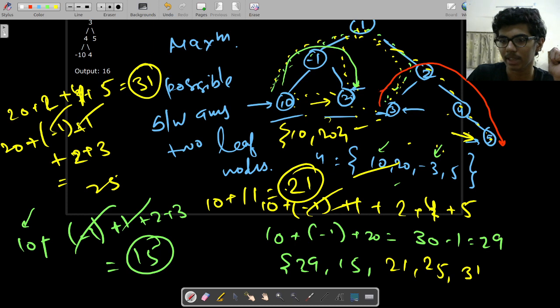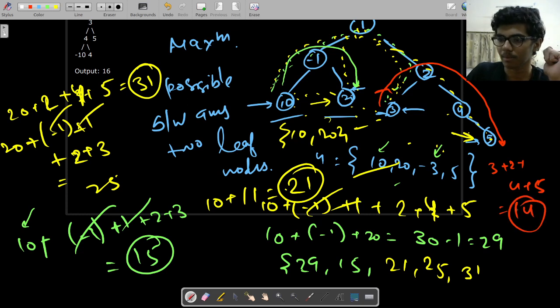So it will go like this. Okay, so it will be 3 plus 2 plus 4 plus 5. Okay, so it is going to be 5 plus 5 plus 4, which is equal to 14. Okay, so it will be 14.